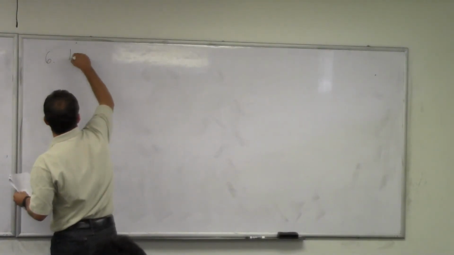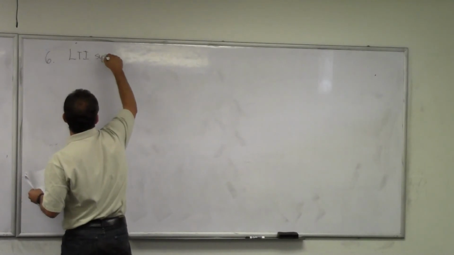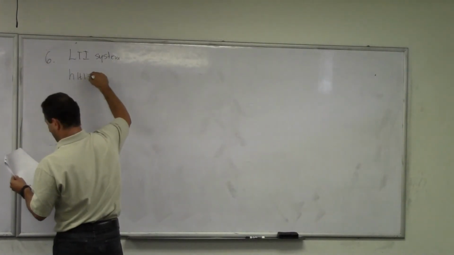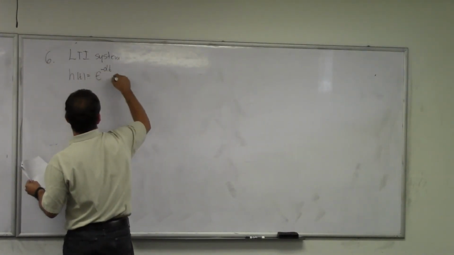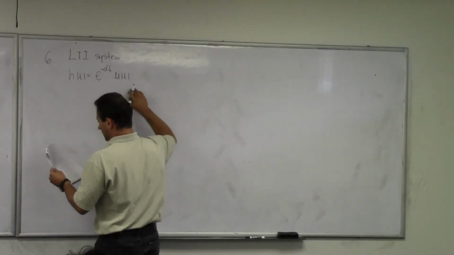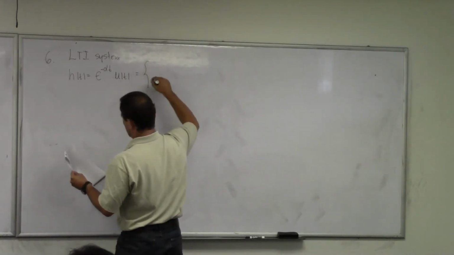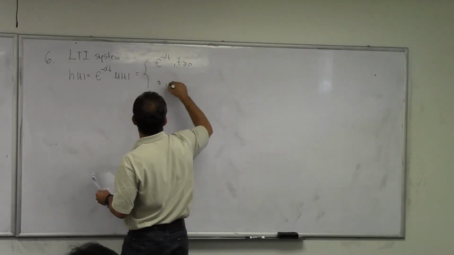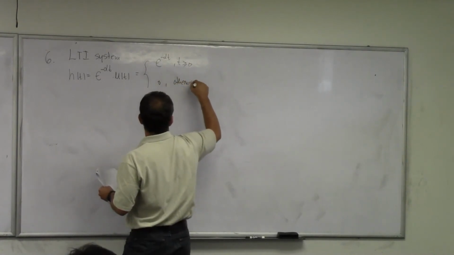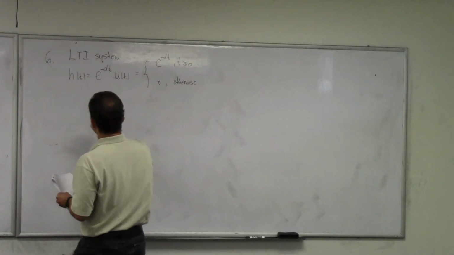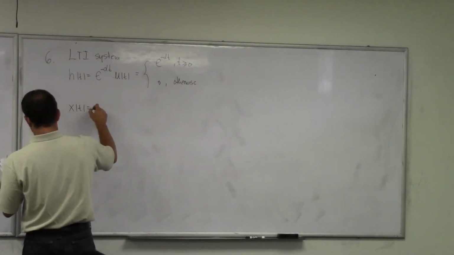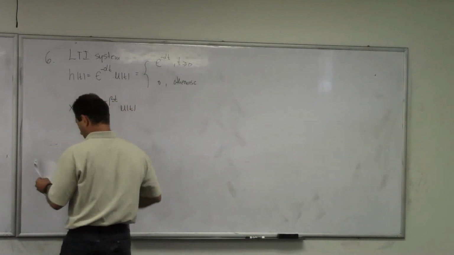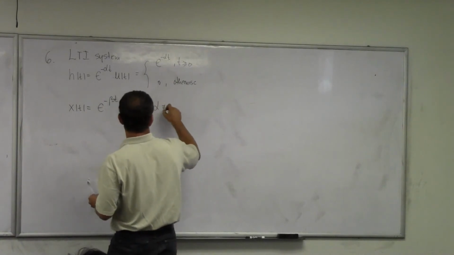So I have a linear time invariant system. And I have the impulse response of that system equal to e to the minus alpha t times u of t. U of t here is that step function that says this is e to the minus alpha t when t is greater than 0 and 0 otherwise. Okay? And then I have an input signal, x of t, which is equal to e to the minus beta t times u of t. And I have alpha different than beta.